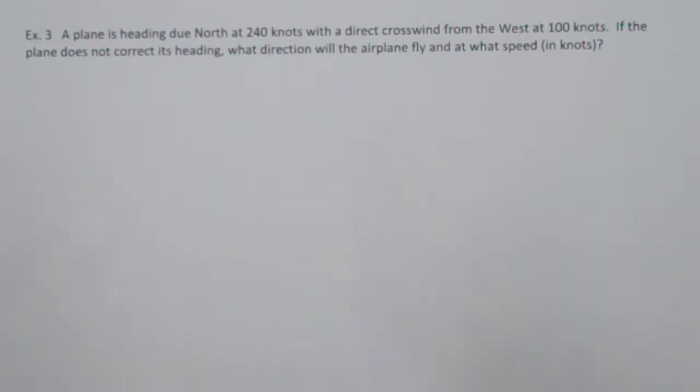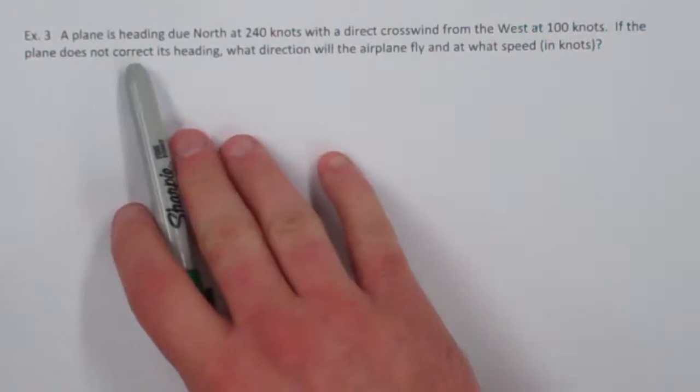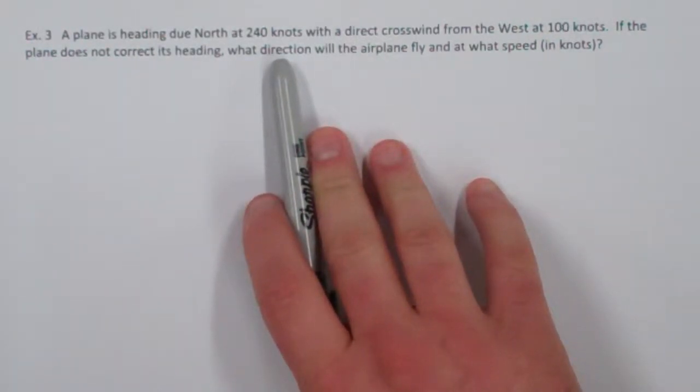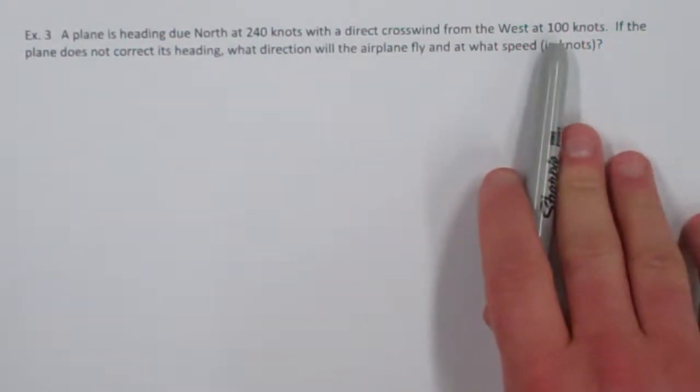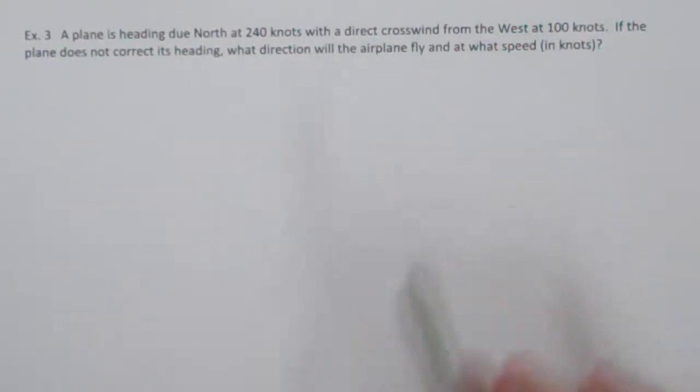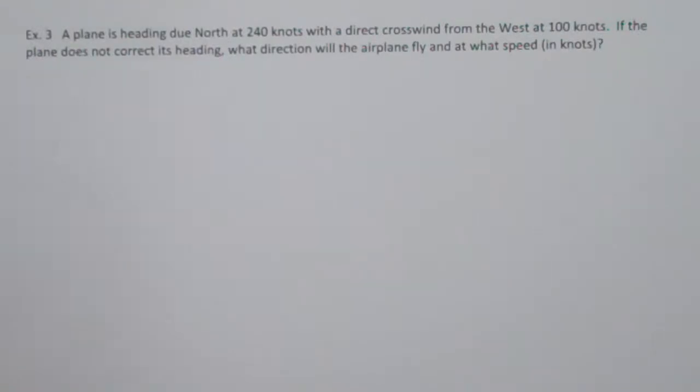So let's read this here together. A plane is heading due north at 240 knots with a direct crosswind from the west at 100 knots. If the plane does not correct its heading, what direction will the airplane fly, and at what speed? And this is all gonna be in knots.